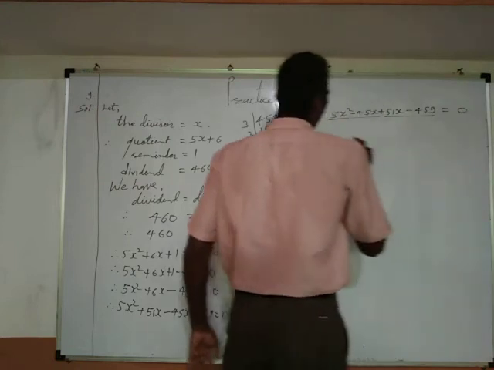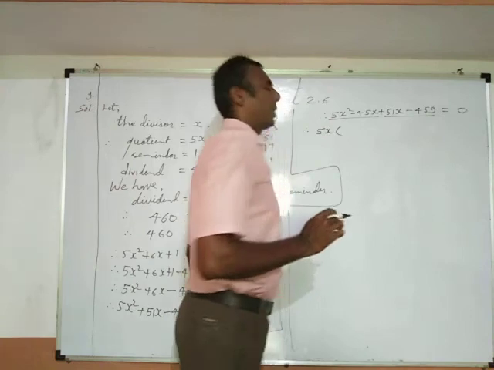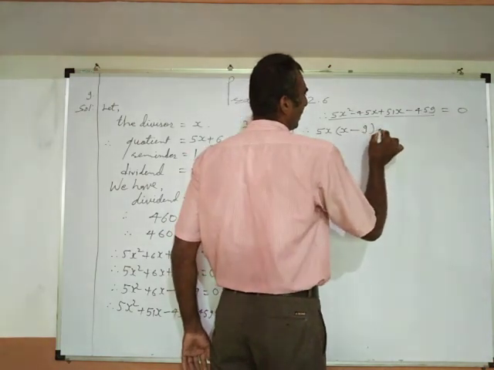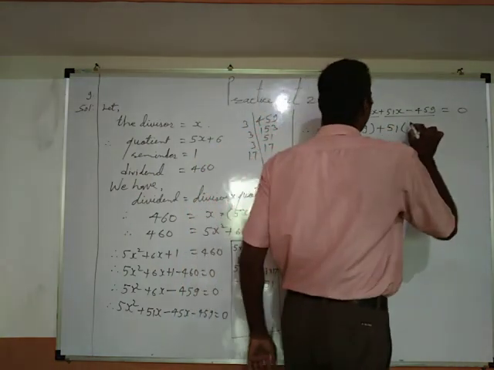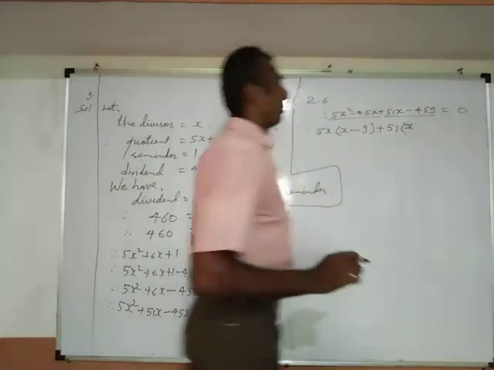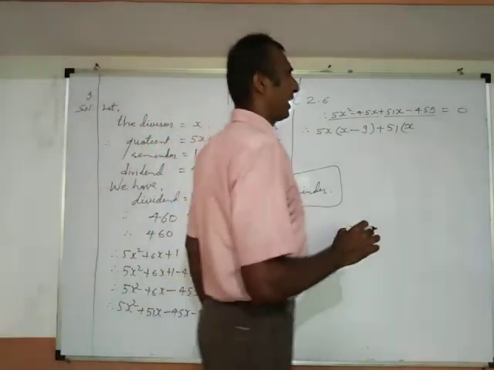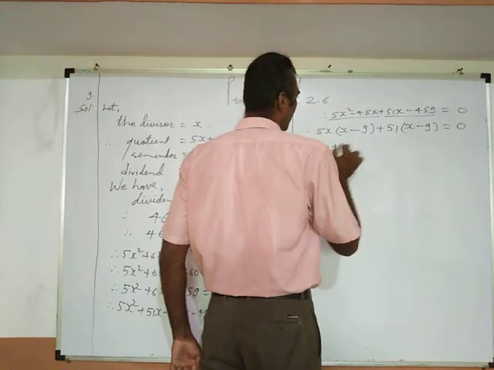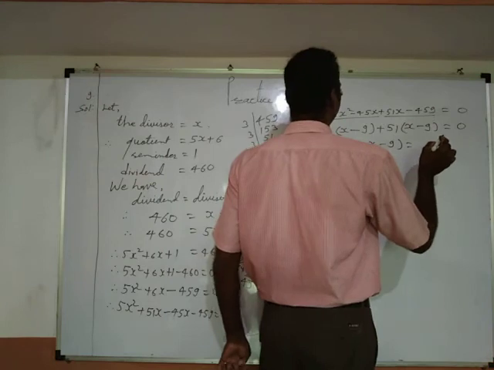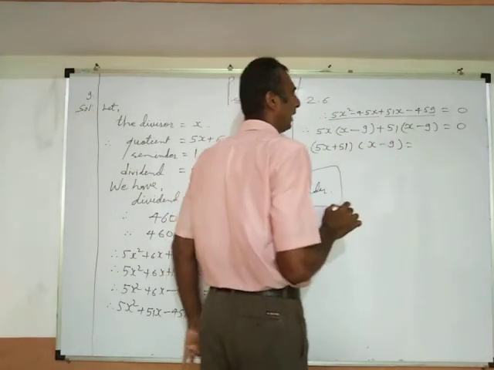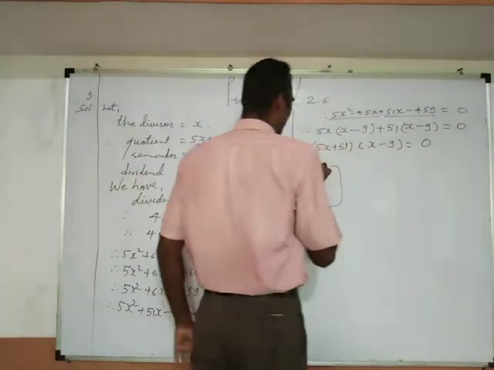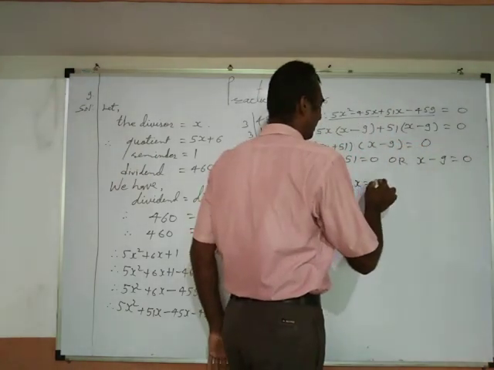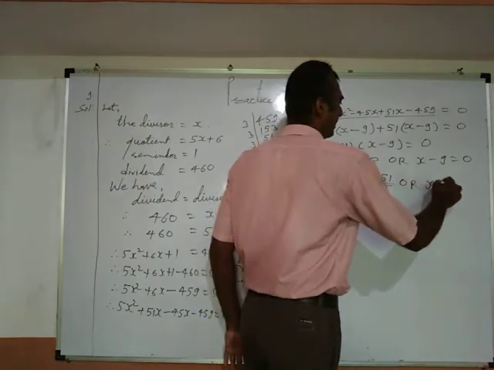Group of first two, group of next two. From the first group we may take out 5x common. 5x square divided by 5x: 5 ones are 5, x ones are x, gives us x behind, and minus 45 divided by 5x, 5 9s are 45, gives us minus 9. From the second group we may take out 51 common, therefore in the bracket there will be 51x divided by 51 gives quotient x, minus 459 divided by 51. 51 9s are 459, that's why it will be minus 9 equal to 0, and therefore (5x plus 51) into (x minus 9) equal to 0, and therefore 5x plus 51 equal to 0 or x minus 9 equal to 0, and therefore x equals minus 51 upon 5, or x equals 9.